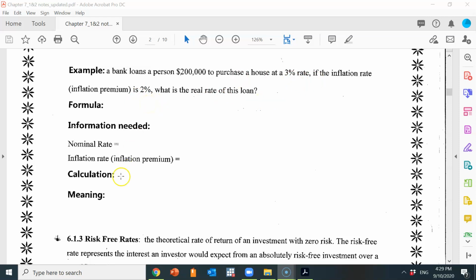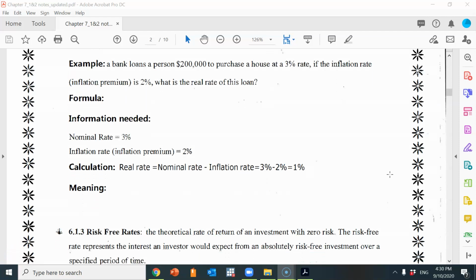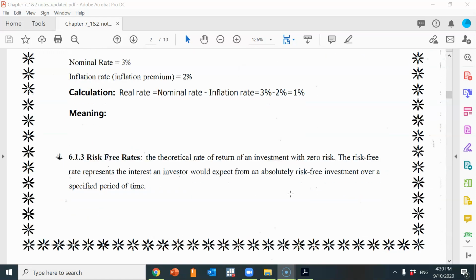Let me write this on the notes too. I just typed in the equation here. Real rate in this question equals nominal rate minus inflation rate. So it's 3 minus 2, which equals 1.